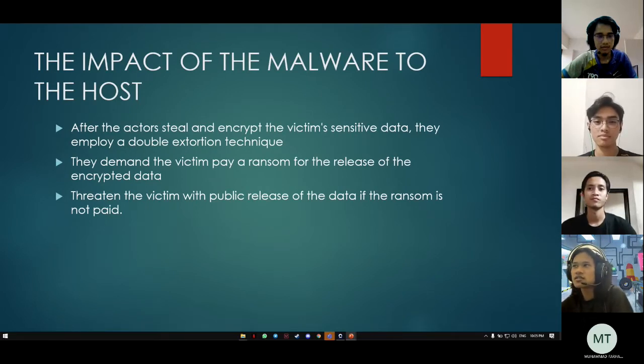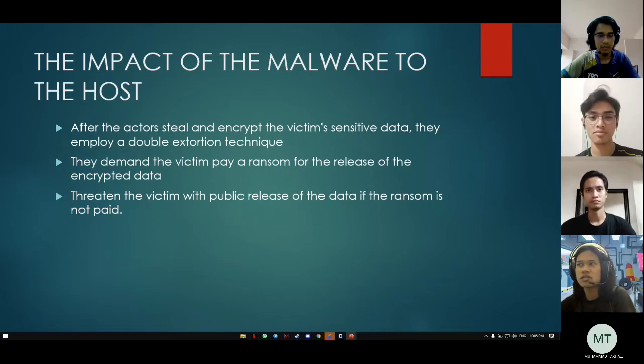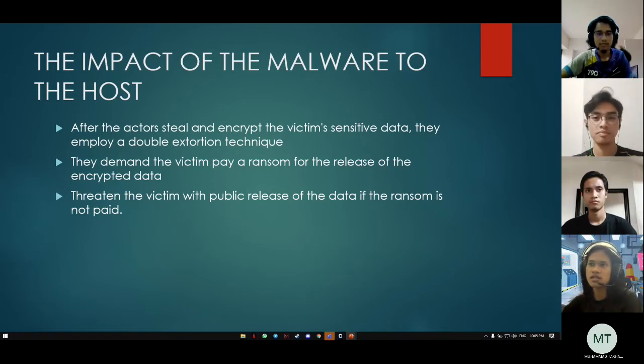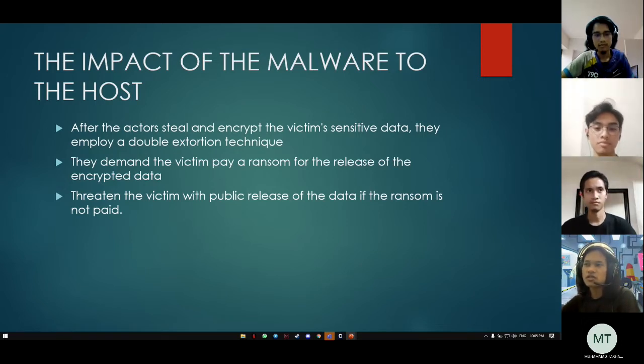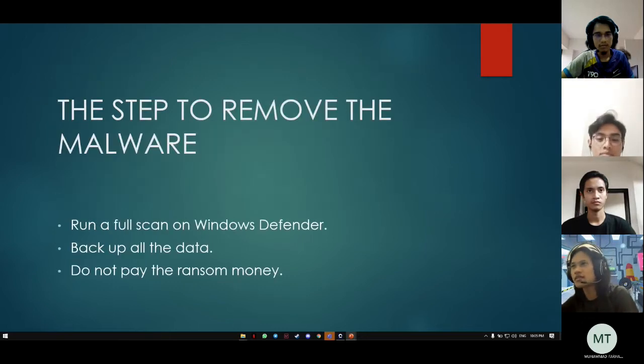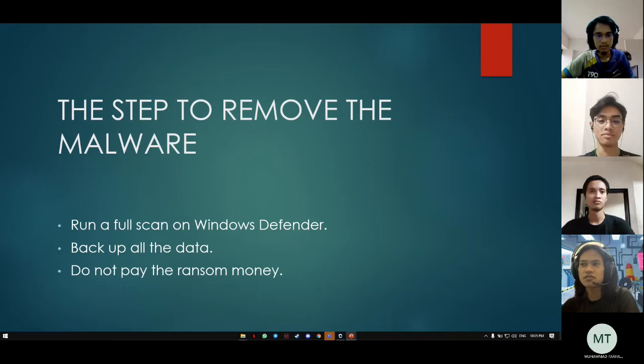After the attacker steals and encrypts the victim's sensitive data, they employ a double extortion technique. They demand the victim pay a ransom for the release of the encrypted data, and threaten the victim with a public release of the data if the ransom is not paid. So the steps to remove the malware are to run a full scan using Windows Defender or any antivirus, and back up all the data and do not pay the ransom money.